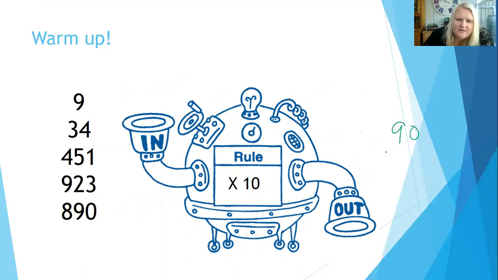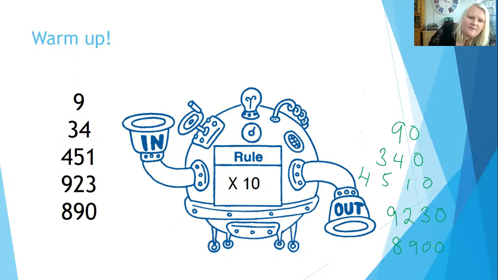What about 34 times it by 10? You should be able to do this one in your head. 340. Well done. Or about 451? Think about your place value holders. Yep, 4,510. About 923? Same process, exactly. 9,230. 890? Let me know what you think. 8,900. Well done. Nice quick fire way of warming yourself up.